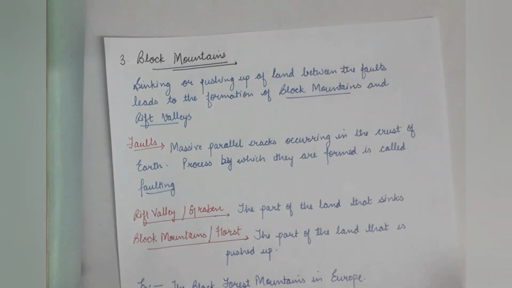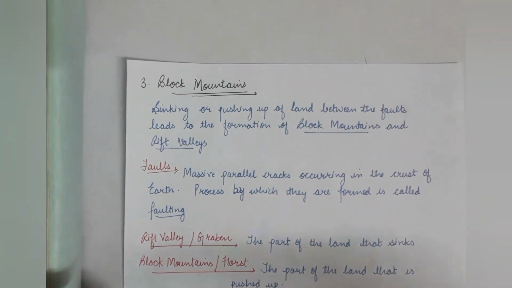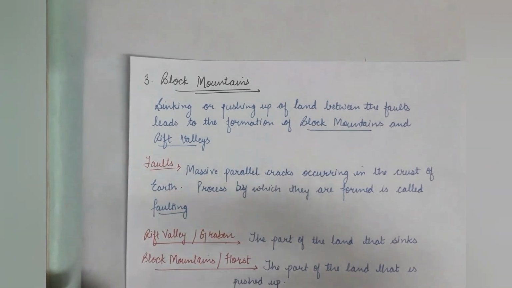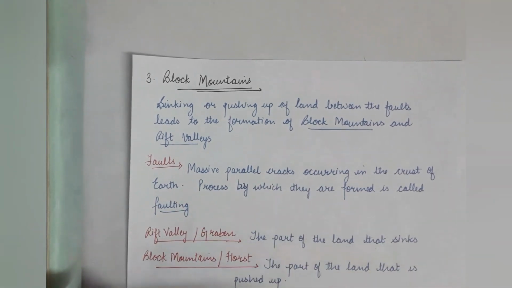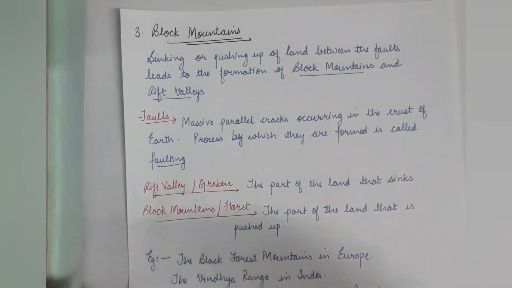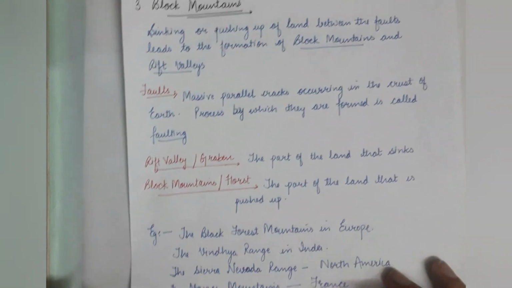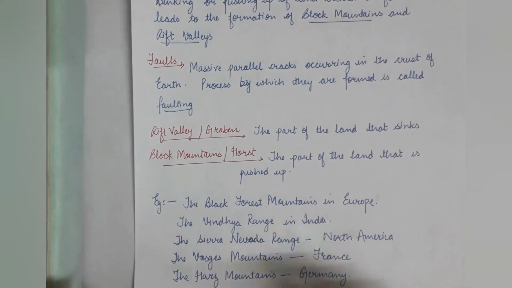Moving towards the block mountains, the very first thing is that the block mountains are formed because of the faulting. Faults are the parallel cracks which occur in the earth's crust, and the process by which they are formed is known as faulting.